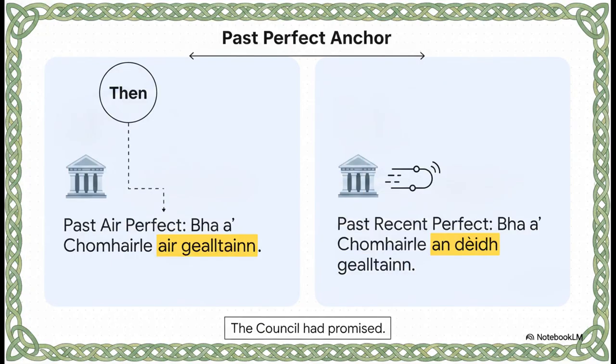And the exact same logic applies to the past perfect. Let's bring back our council example. Bha a' chomhairle air gealltainn, the council had promised. Now let's swap air for an dèidh. Bha a' chomhairle an dèidh gealltainn. The council had just promised. Just like bha mi air ithe, I had eaten, versus bha mi an dèidh ithe, I had just eaten. It implies the action happened very recently relative to that past point in our story. It's a subtle shift in vocabulary, sure, but it gives you a massive amount of precision in your storytelling.